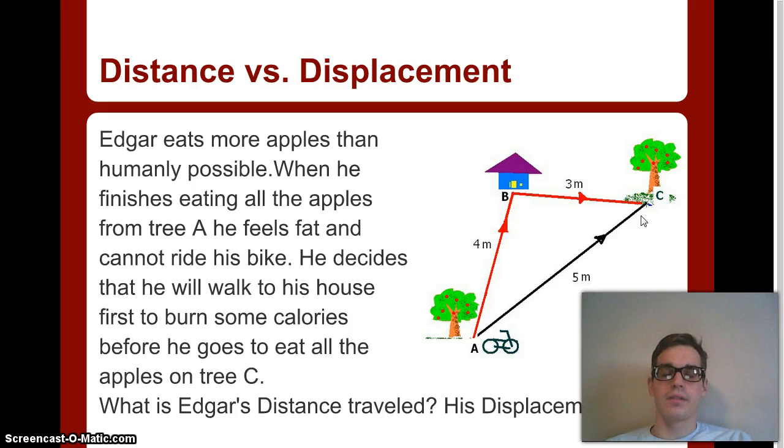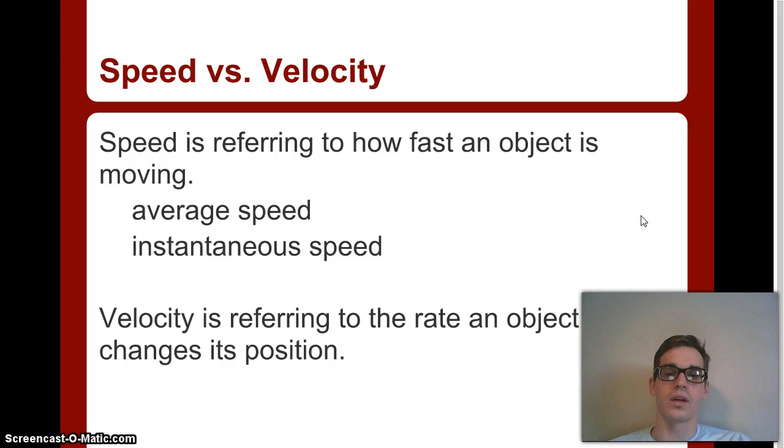So I know this seems kind of boring at times, but it's important to talk about this so that we can understand what speed and velocity are, because these two kind of get confused a lot in our minds. It's kind of easy to think that they're interchangeable, and sometimes they are, but not all the time, and it's important to understand the differences between them. So when we think of speed, we think of it as referring to how fast an object is moving.